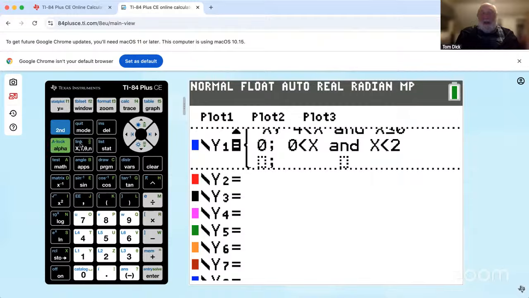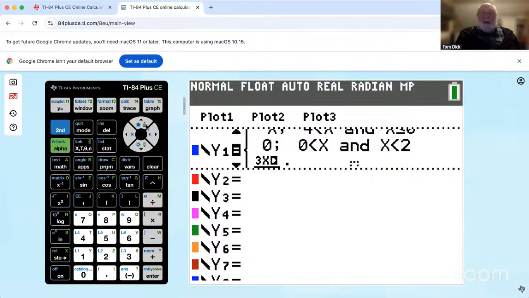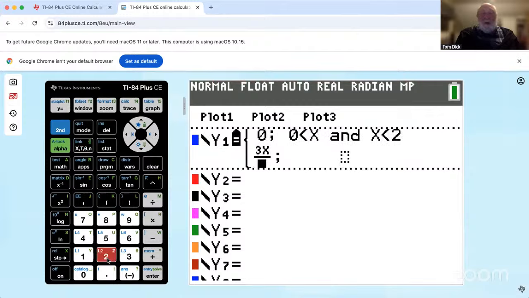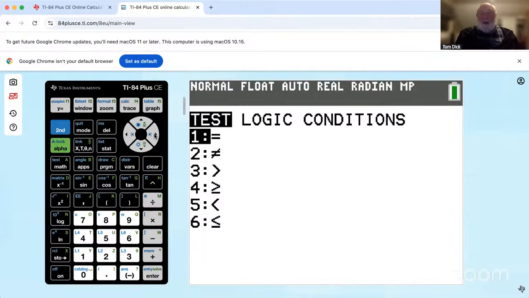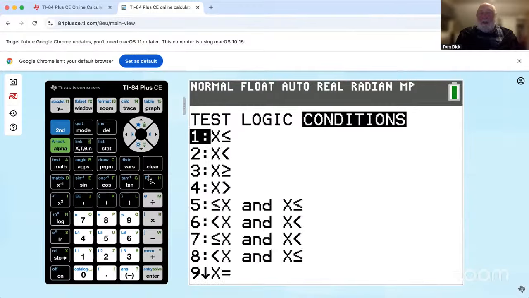So this one was the one that took, I think, the most time to think through, but I think the formula for this piece ends up being 3x over 2. And then I think I have to subtract 2 to make it line up okay. And so the relevant interval here is going to be 2. And now I'll go back to the test conditions: 2 less than or equal to x and x less than or equal to 4. So I think number 5 is the appropriate one here.